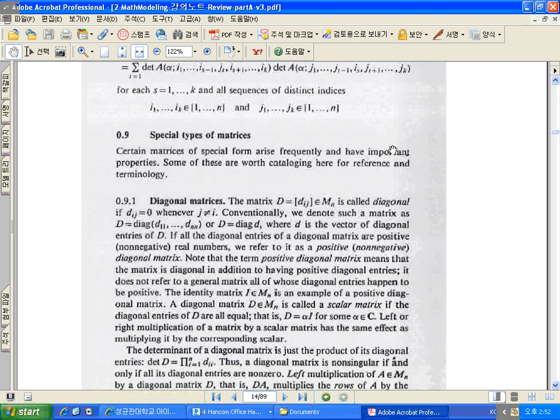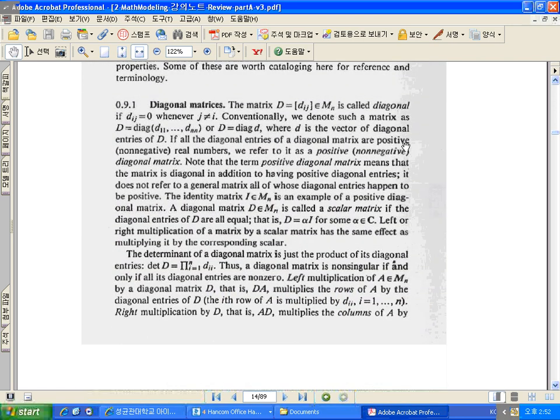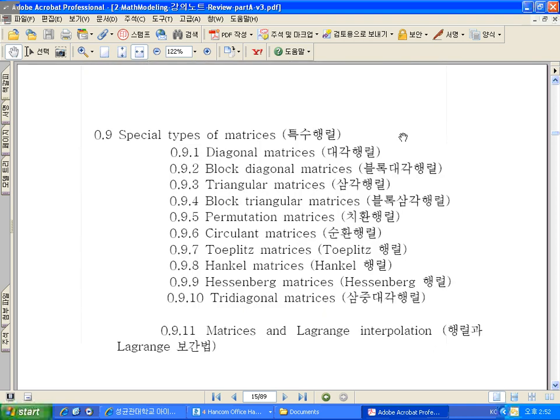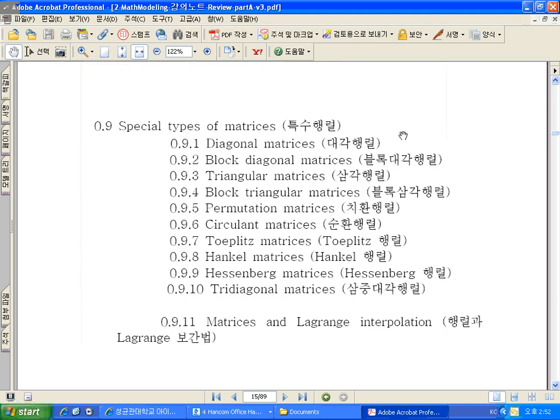I think that will end today's class, and we will continue to finalize the linear algebra knowledge for the linear models.